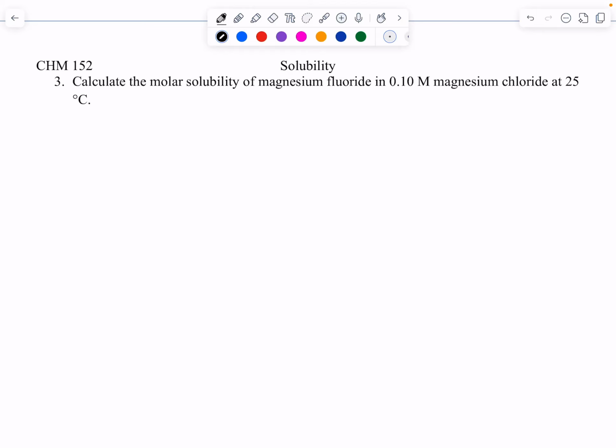Continuing on with number 3 here. Calculate the molar solubility of magnesium fluoride in 0.1 molar magnesium chloride at 25 degrees Celsius. All right, so we look up, magnesium fluoride has a KSP of 5.6 times 10 to the negative 11th.